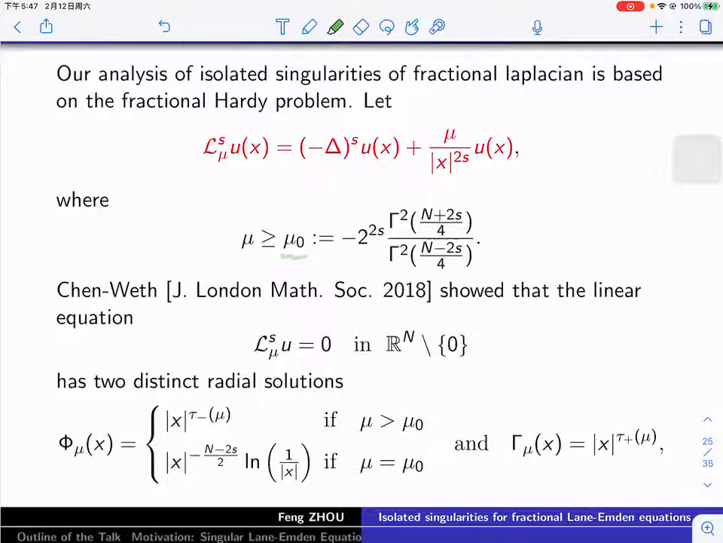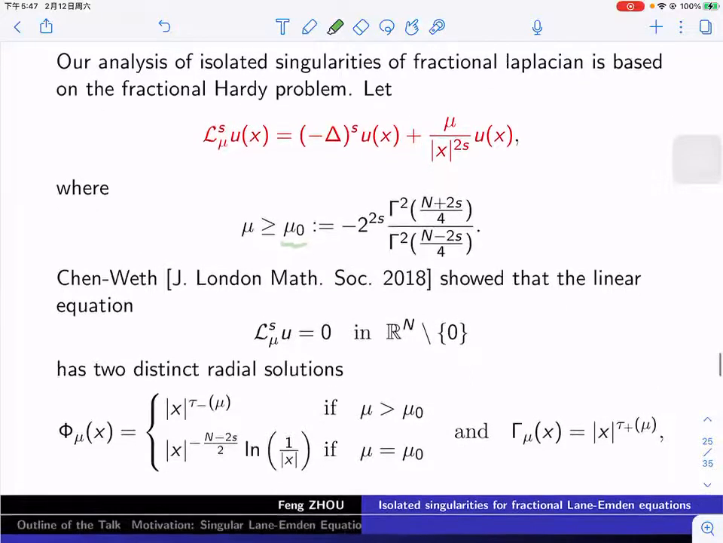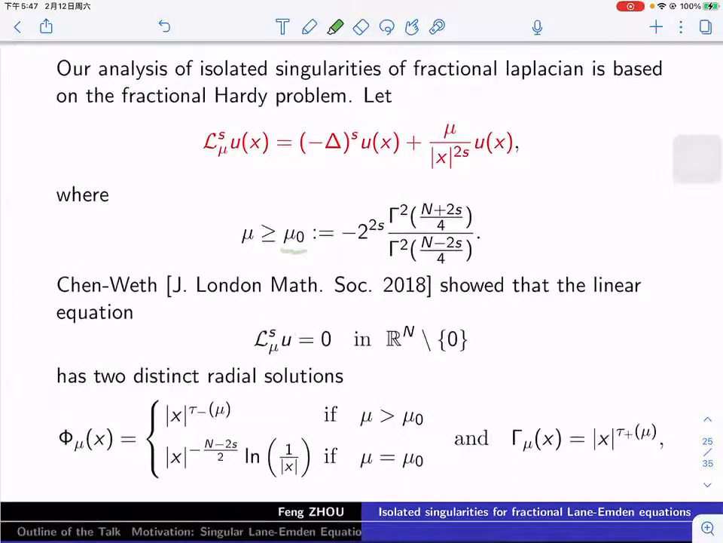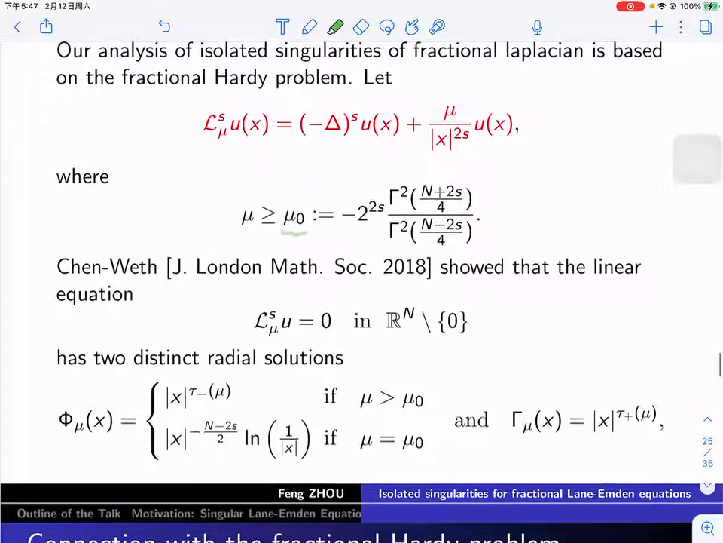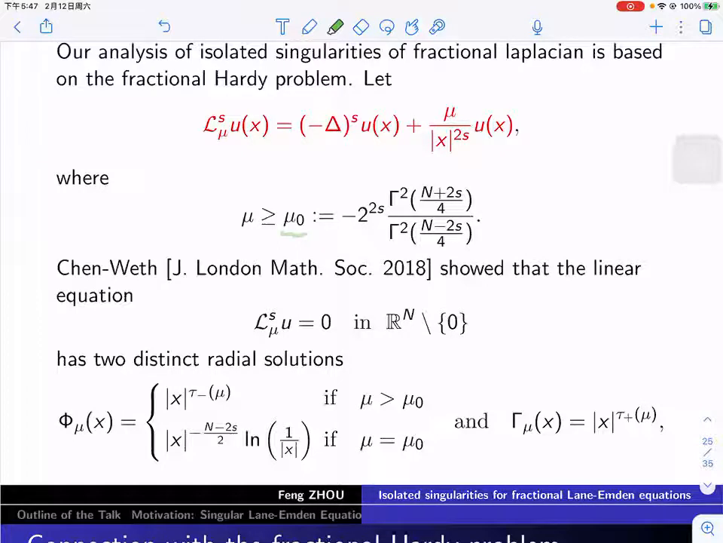Chen and Weth, three years ago, studied this operator and gave many useful properties for it. Like the usual Hardy operator, they gave the fundamental solutions for the equation L_mu^s u = 0 in the whole space minus the origin, and there also exist two branches of fundamental solutions for this operator. We still denote them by Gamma_mu and Phi_mu, with powers tau_minus(mu) and tau_plus(mu).